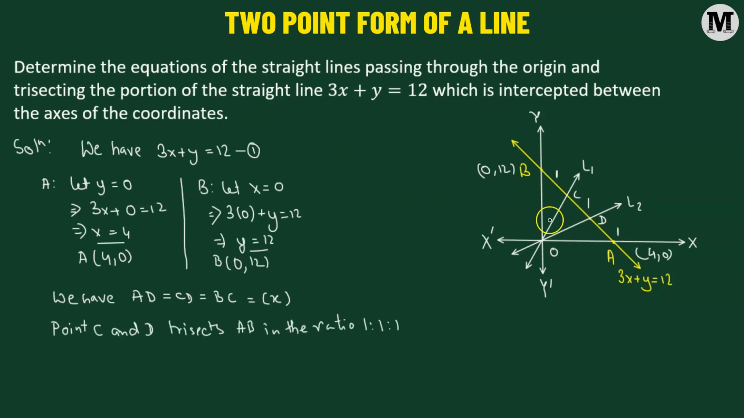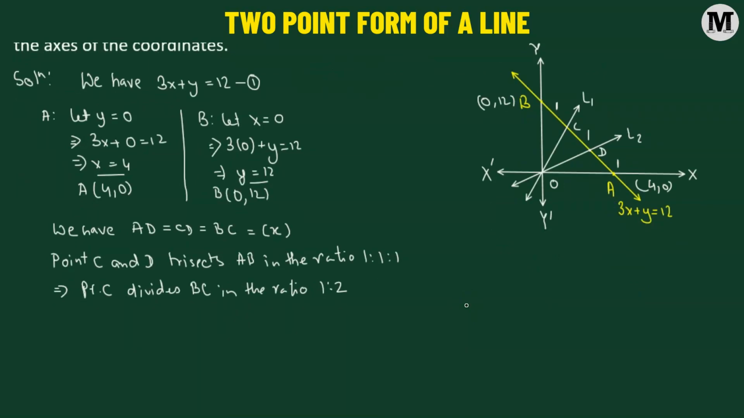Now if the lines L1 and L2 trisect AB in the ratio 1:1:1, we can also say that point C divides the line BA in the ratio 1:2. So we have the point C which divides the line segment BA in the ratio 1:2. Now we can use the internal section formula to obtain the coordinates of point C. Now let's redraw the diagram. Here we have the line segment BA, point C lies on the line, and it divides BA in the ratio 1:2.